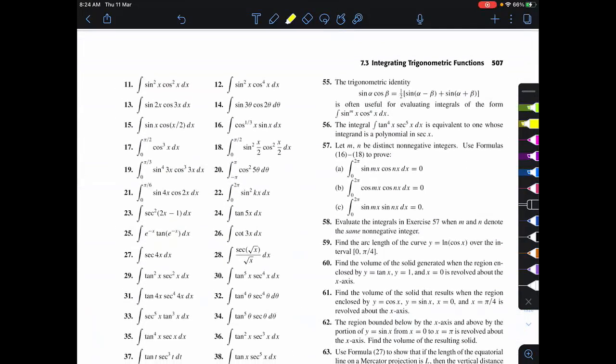Yes, now number 14. Number 12 first and then number 14. Number 12, we have both of them even. Number 12, 14, who can solve it, guys? Yes.